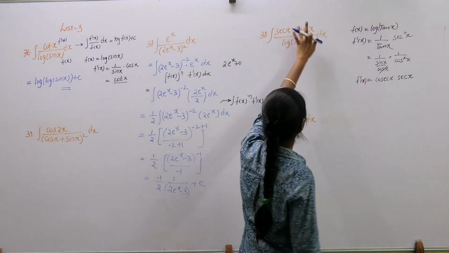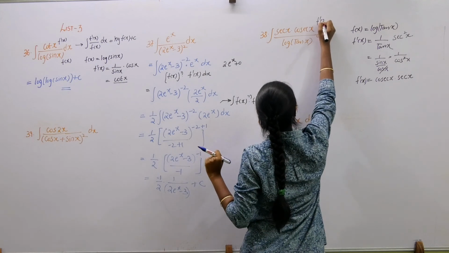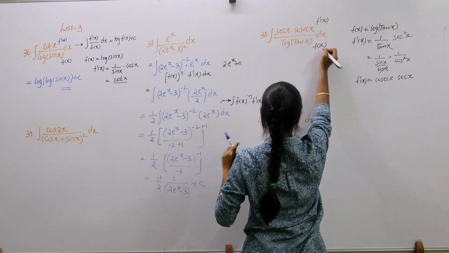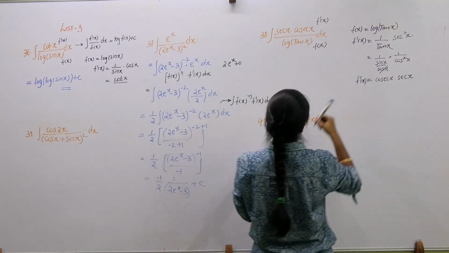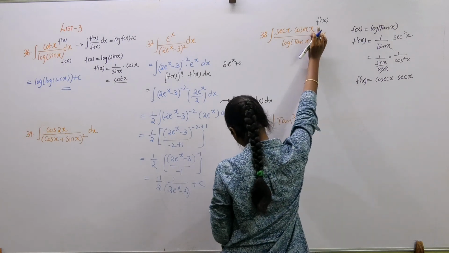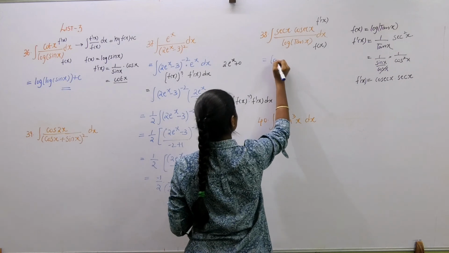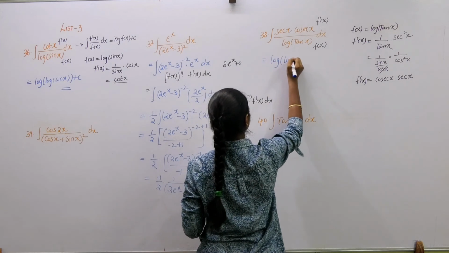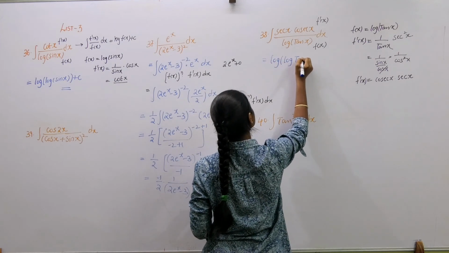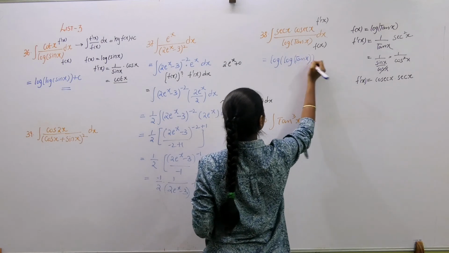Now we have this value in the numerator and f of x in the denominator. So this is in the form of integral f dash of x by f of x dx, which equals log of f of x. It becomes log tan x plus c.